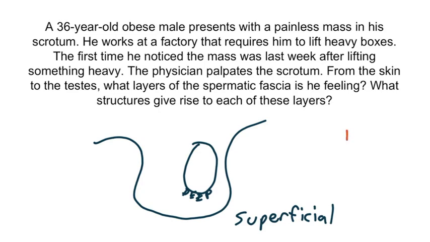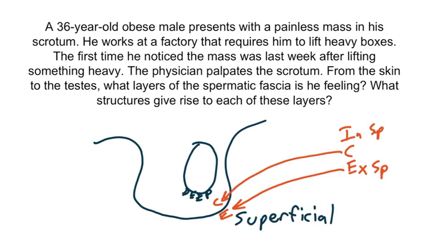Well, recall the 3 layers of the spermatic fascia were ICE. So external spermatic fascia would be the most superficial, so I'll write E right here, and the cremasteric fascia would be next, and the internal spermatic fascia would be the deepest. So that answers the first part of the question. What layers of the spermatic fascia is he feeling?